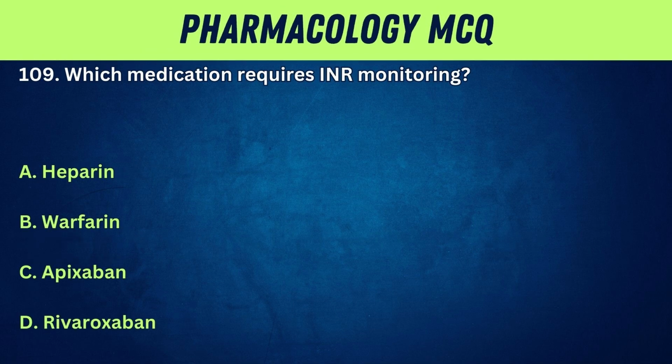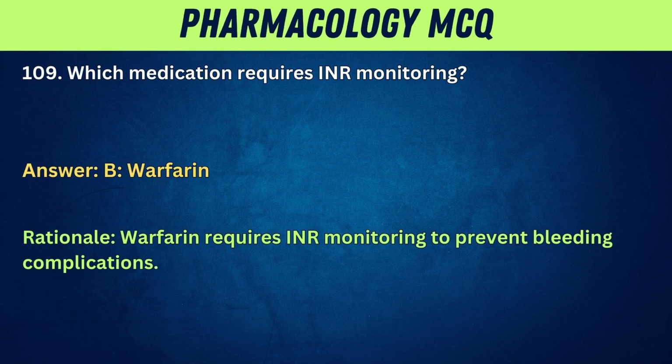109. Which medication requires INR monitoring? A. Bradycardia. B. Warfarin. C. Apixaban. D. Rivaroxaban. Answer: B. Warfarin. Rationale: Warfarin requires INR monitoring to prevent bleeding complications.